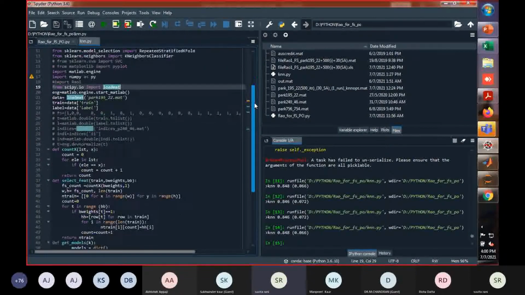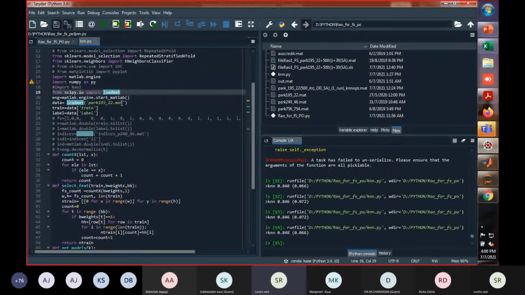The first thing we do is load the mat file. I have a mat file for Parkinson's disease. Parkinson's disease is basically a disease which affects our motor functions, like speaking, hand movements or joint movements. We first load the data, park 195 22, which has 195 instances and 22 features. We separate the training values and the label, which includes the class. This Parkinson's data has 2 classes, label 0 and 1.